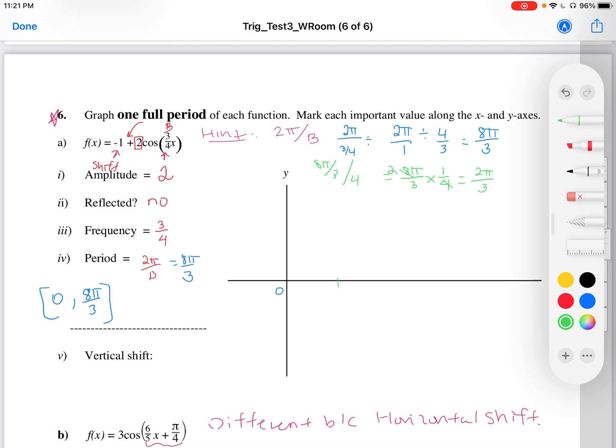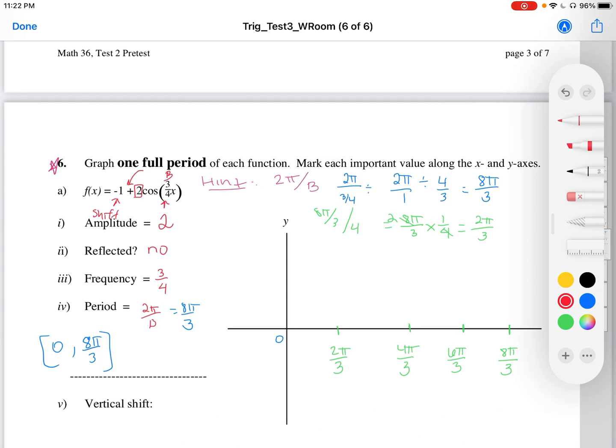So go from 0 to 2 pi over 3, and then I'm going to add another 2 pi over 3, so it gives us 4 pi over 3. I'm going to add another 2 pi over 3, so it's 6 pi over 3, and then I'm at 8 pi over 3. Now you can do a chart to figure this out, but you know a lot from cosine. Cosine functions, unless they're shifted, start at 1, go to the medium point, low point, medium point, back to 1, and that's 1 period. Now our function goes to an amplitude of 2.